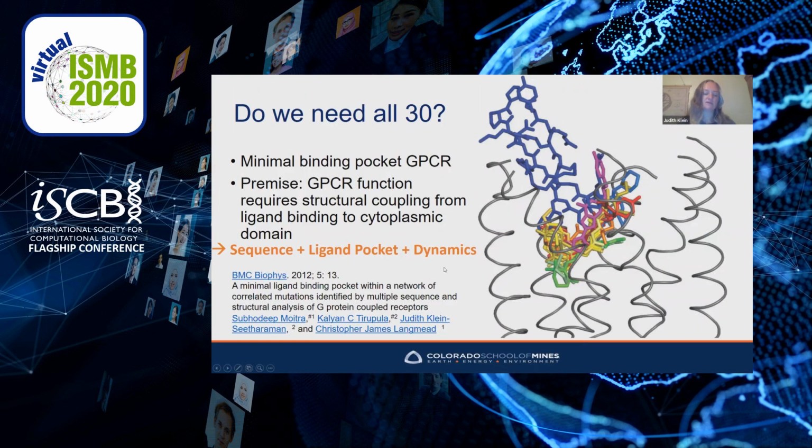And so we've actually looked at a related question a number of years ago when we identified a minimal binding pocket for GPCRs based on the premise that GPCR function requires structural coupling from the ligands to the cytoplasmic domain. And so the ligand binding has to trigger conformational changes. And so in this approach, we are taking dynamics into account. You can see here is an overlay of the ligand binding residues, and you can see how they occupy a similar ligand binding pocket across all of the GPCRs that have been crystallized at that time.